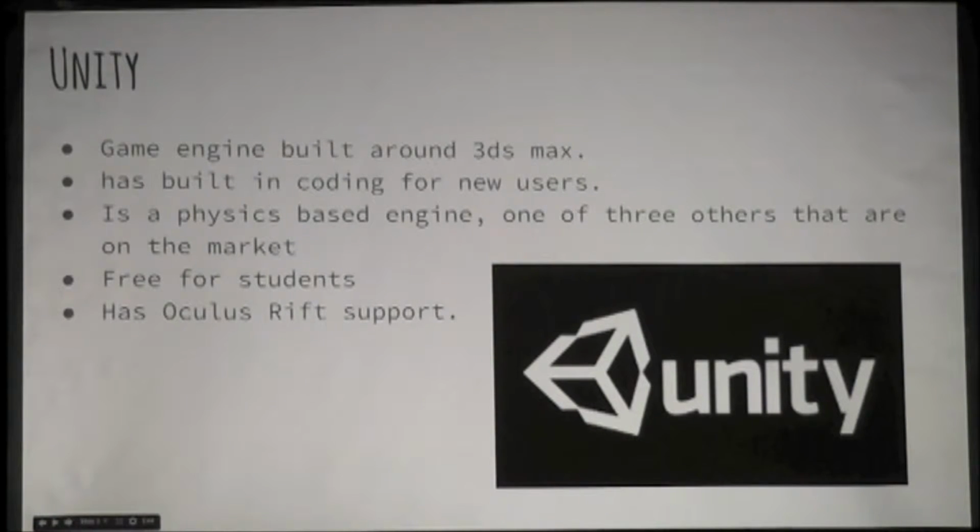Unity is a game engine that we use in the game design courses that we take at GHS to pre-render any of the games or environments that we make. It is a physics-based engine, and it is one of 3 in the world that are available on the market. It is free for students, so if you have a student ID or anything like that, you can get it off their website. It's completely free.